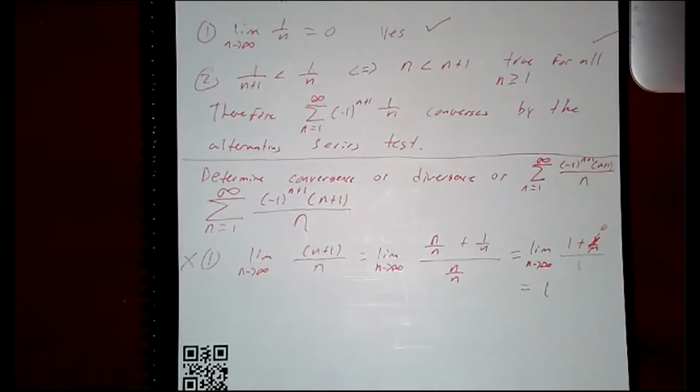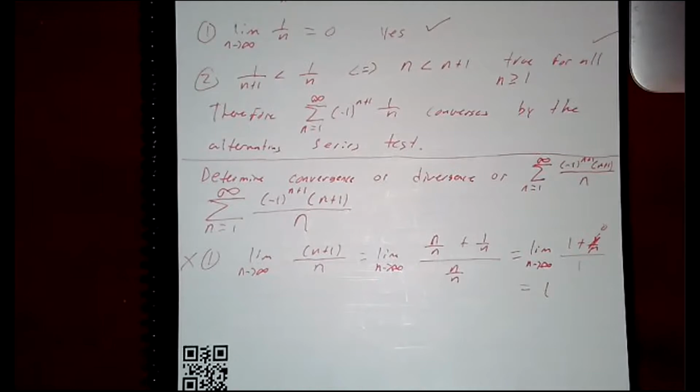So we will not need to do the second test. If it failed one, it failed altogether, right? Yeah, you have to pass both. If not, the alternating series test failed, so we cannot apply the alternating series test. That does not mean it diverged. We don't know what happened. We have to use something else.